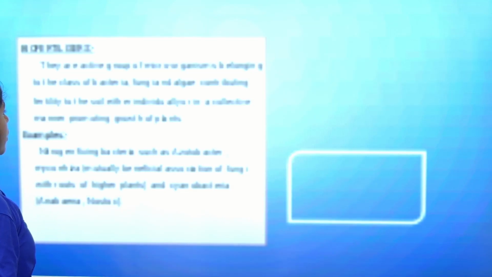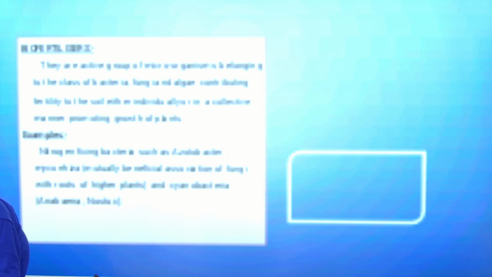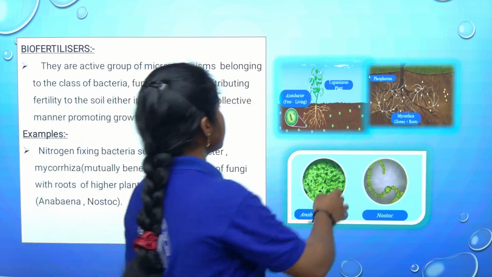Mainly we discussed the biofertilizers, right children? The examples of biofertilizers are Rhizobium, Anabaena, Nostoc, cyanobacteria. These are all examples of biofertilizers. Right children? See, these are Azotobacteria.